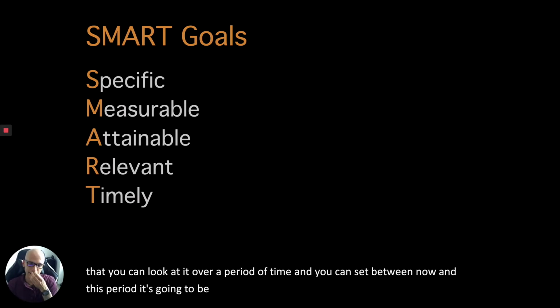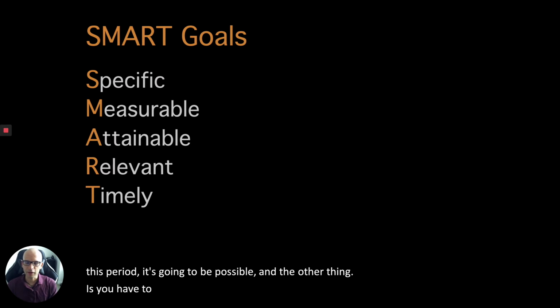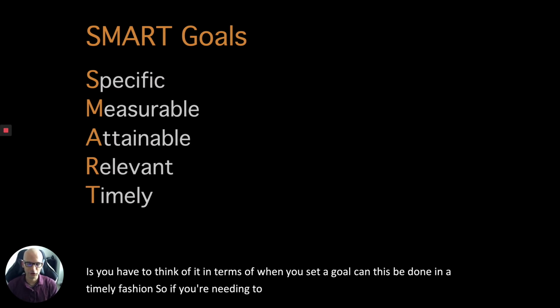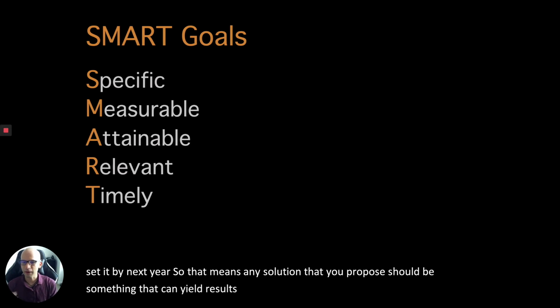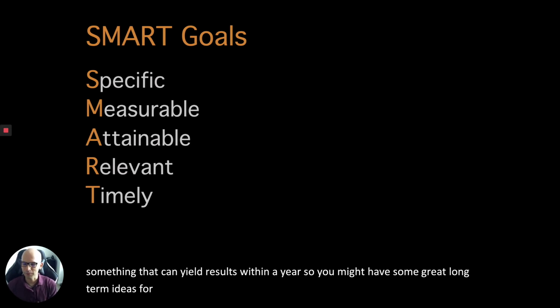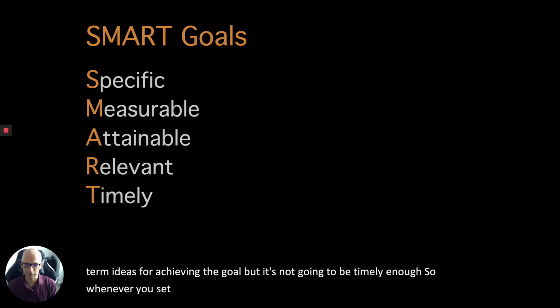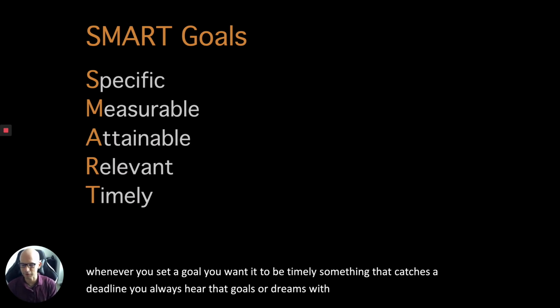And the other thing is you have to think of it in terms of when you set a goal, can this be done in a timely fashion? So if you're needing to reduce turnover next year, then you need to set it by next year. So that means any solution that you propose should be something that can yield results within a year. So you might have some great long-term ideas for achieving the goal, but it's not going to be timely enough. So whenever you set a goal, you want it to be timely, something that has a deadline. You always hear that goals are dreams with deadlines. Well, it's the same thing with SMART goals.